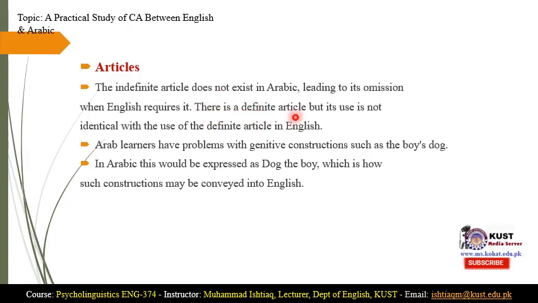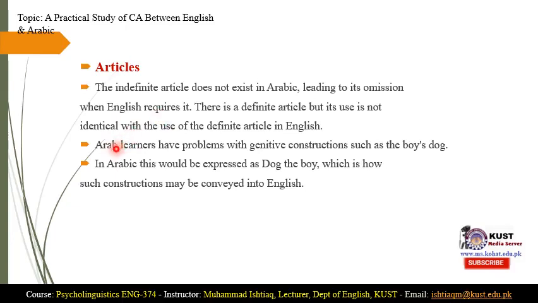So there's a definite article in Arabic, but its use is not identical with the use of the definite article in English. Number one, Arabic hasn't got any indefinite article, so it does not use it. Number two, Arabic has a definite article, but the functional use of this definite article is not identical with the use of the definite article in English. It is used quite differently compared to English.